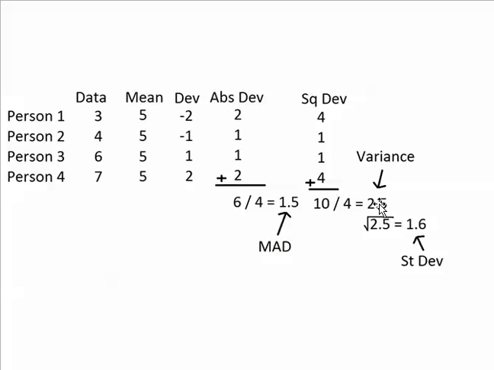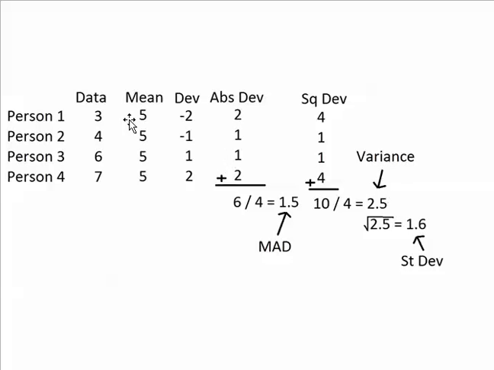If we put the variance of 2.5 under a square root sign, and we get the square root of the variance, then the answer is called the standard deviation. The standard deviation is just the square root of whatever the variance equals. So the square root of 2.5 is 1.6, so the standard deviation of this data set is 1.6. So we've just found out that this data set right here has a MAD of 1.5, a variance of 2.5, and a standard deviation of 1.6.